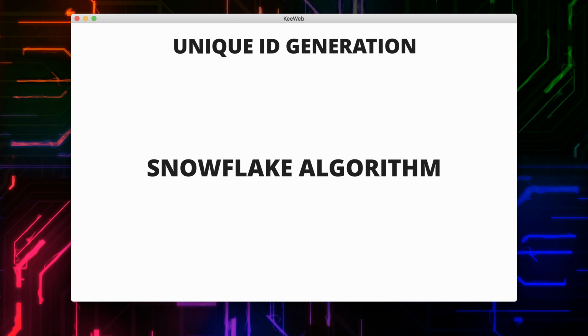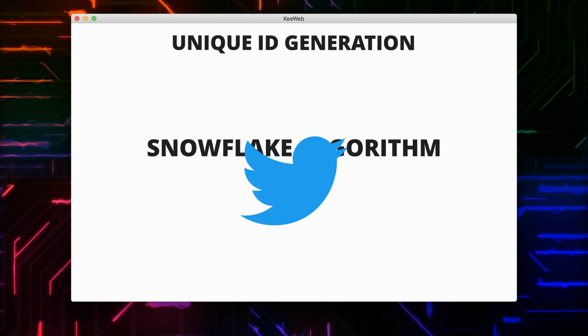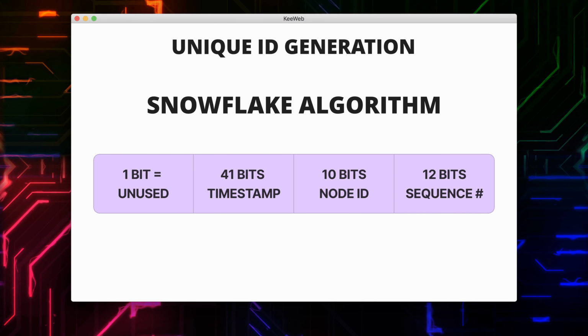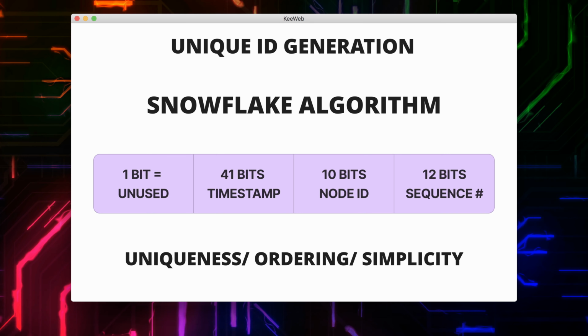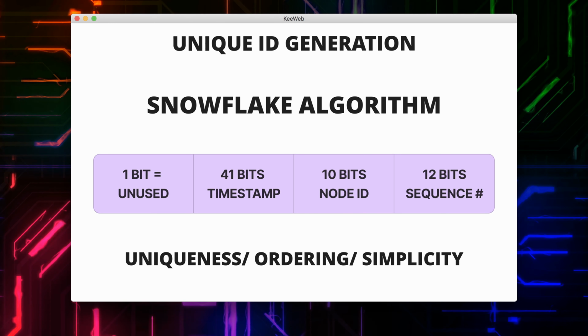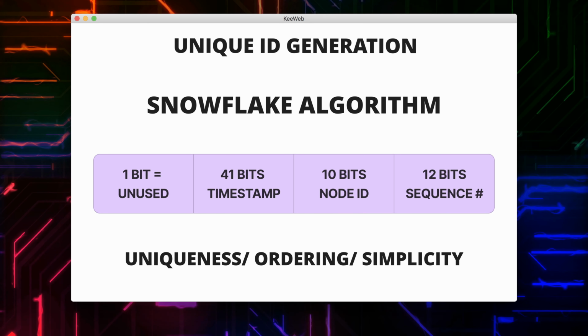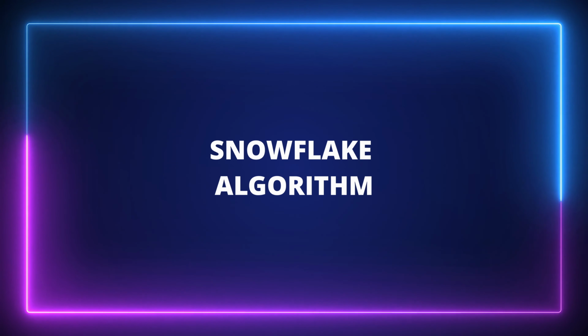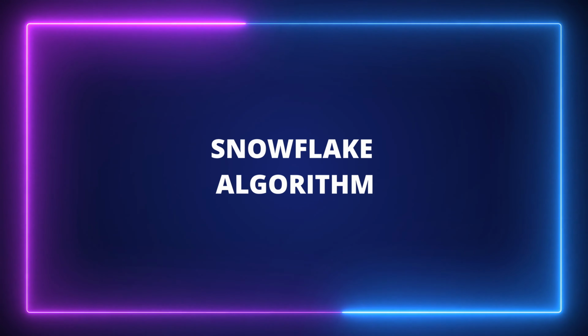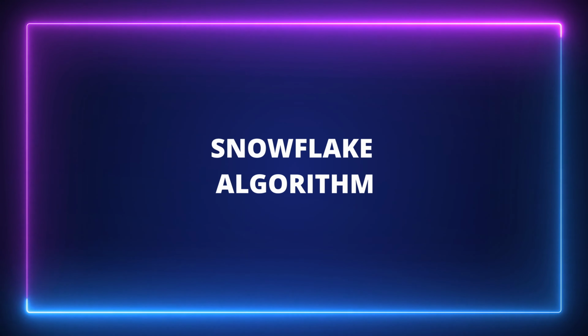Then we have the Snowflake Algorithm. Developed by Twitter, the Snowflake Algorithm uses a combination of timestamp, machine ID, and a sequence number. It provides a good balance between uniqueness, ordering, and simplicity. This is the best choice for our use case. Let's talk a bit more in detail about how Snowflake works and how the IDs are generated.